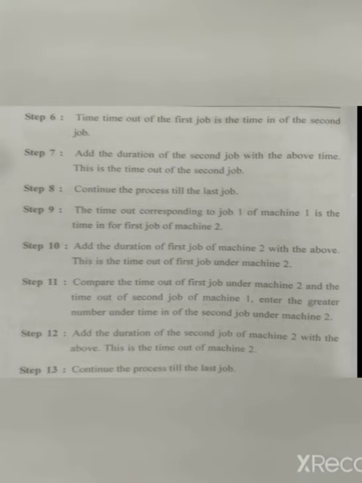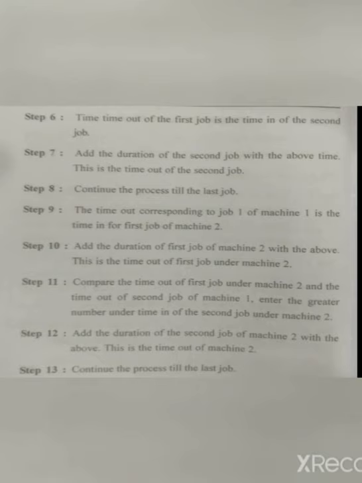For this you have to compare the time out of the first job in machine 2, clear about this, in machine 2, time out of the first job, and in machine 1, time out of the second job. So you have to compare these two values. Of these two values, which one is the biggest? That should appear in the time in of the second job in machine 2. So that will be here. In the problem, it will be clear.